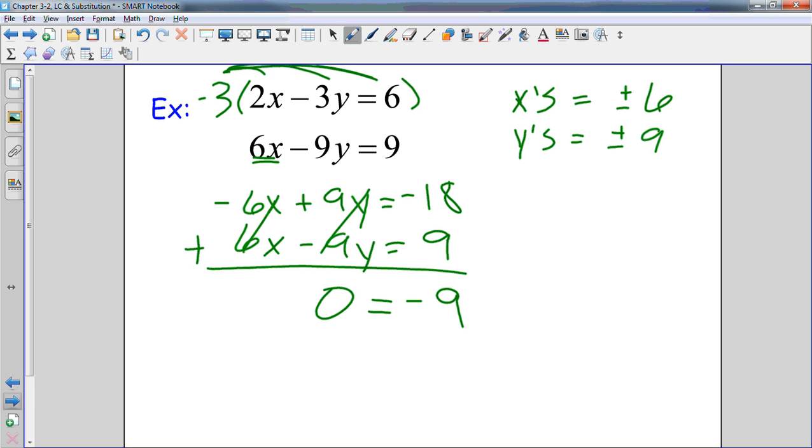What's the problem with that? That doesn't work. No solution. What kind of system of equations has no solution? What do the lines look like? Parallel lines. Okay, we're not in parabolas yet. Parallel lines, right? It's an inconsistent system. Same slope, different y-intercepts. We have parallel lines. There's no solution. Okay, so your answer is no solution. If you were to graph these two lines, you get parallel lines.